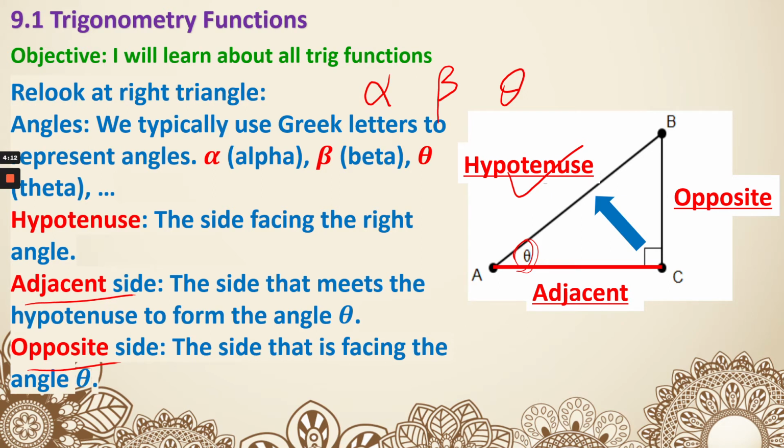And the opposite side is actually facing whatever angle we pick, which means in this case, if we have this angle as our theta, then the adjacent side would be this one, and the opposite would be AC. So make sure you're very clear on which angle we pick, and based on that, you will know your adjacent side and your opposite side.